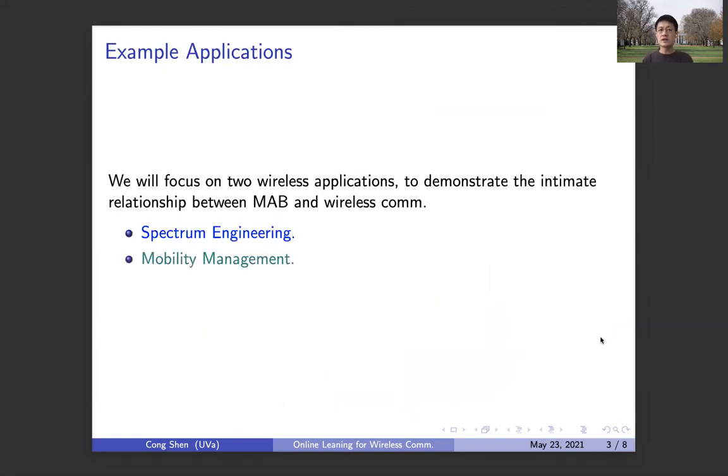Okay, so in the tutorial, we will focus on two wireless applications specifically to demonstrate this intimate relationship between MAB and wireless comm. One is spectrum engineering. This is one of the oldest and the most representative applications that are often used in multi-arm bandit papers. This is mostly on spectrum access, dynamic spectrum access. The second is mobility management.